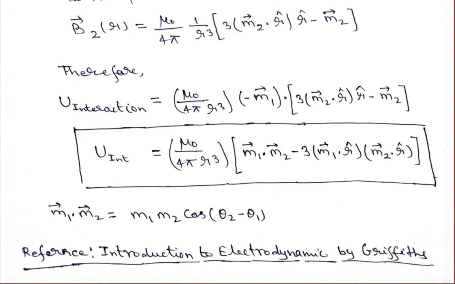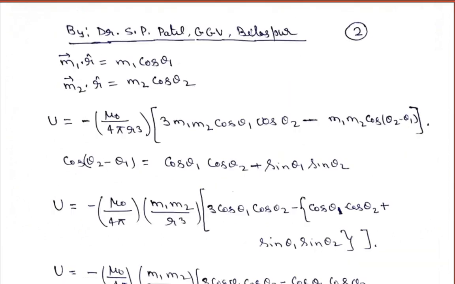Okay. So similarly we can find out the value of this 3 m1 dot r unit vector and m2 dot r unit vector. If you find out the value, m1 dot r unit vector will be equal to m1 cos theta 1, and m2 dot r unit vector will be m2 cos theta 2. Okay. So if we substitute these values, we can find out the interaction energy or total energy.